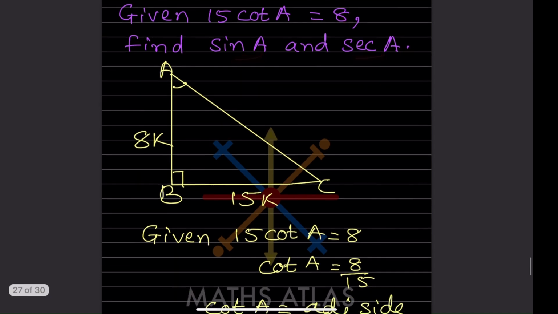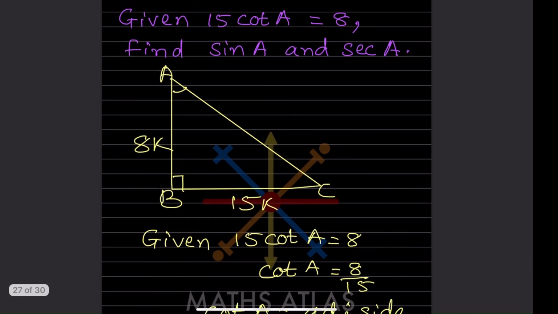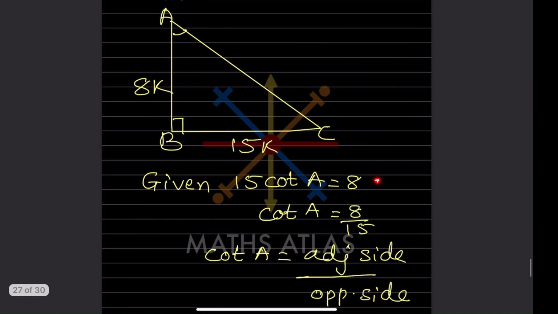So now look at here, when we draw this one, we will take this ABC. Here, this is 90 degrees, so this is going to be the hypotenuse, and we want sine A. If we are taking this A, this is going to be the opposite side, and this is going to be the adjacent side. Now, this is the given 15 cot A is 8. So 15 cot A is 8 means cot A is going to be this 8, and this 15 is going to go in the denominator.